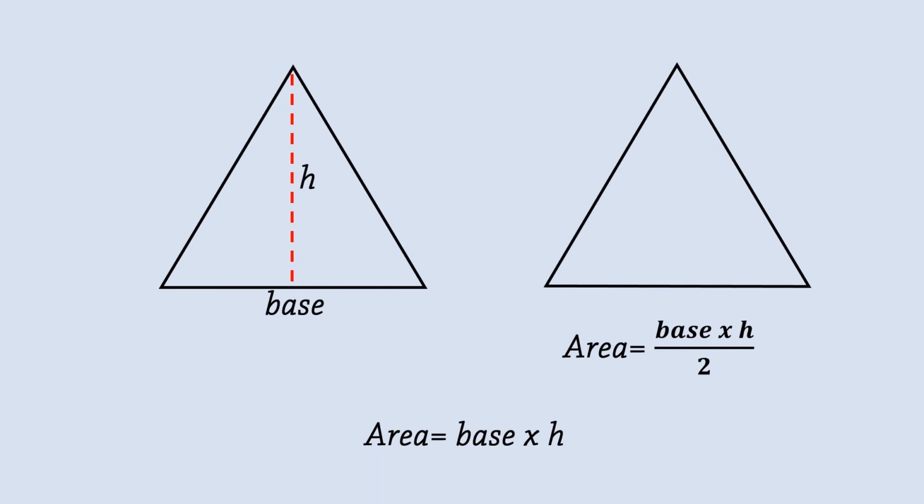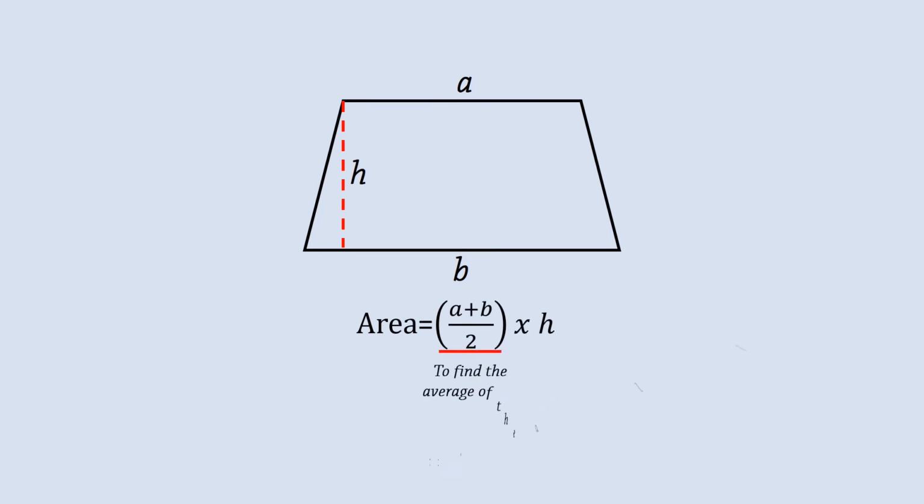For the trapezium, the two parallel sides are not equal. So we have to take the average of the two sides and multiply the distance between them with that. The trickiest and most interesting to me is of the circle.